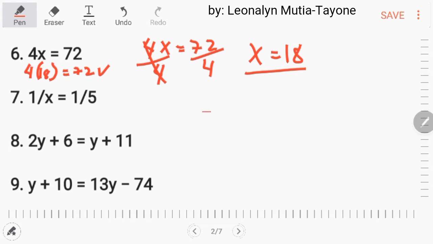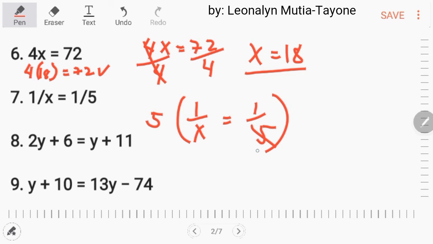Number 7. 1 over x equals 1/5. Bali, mag-cross multiply lang tayo. And that is 5 equals x. Paano? Detalye lang natin para sa mga nalilito. And that is x, 1, 5. So, para ma-cancel out si 5 dito, both sides, mag-multiply tayo ng 5. So, wala na si 5 dyan. Nandito na si 5. So, that means 5x equals 1.